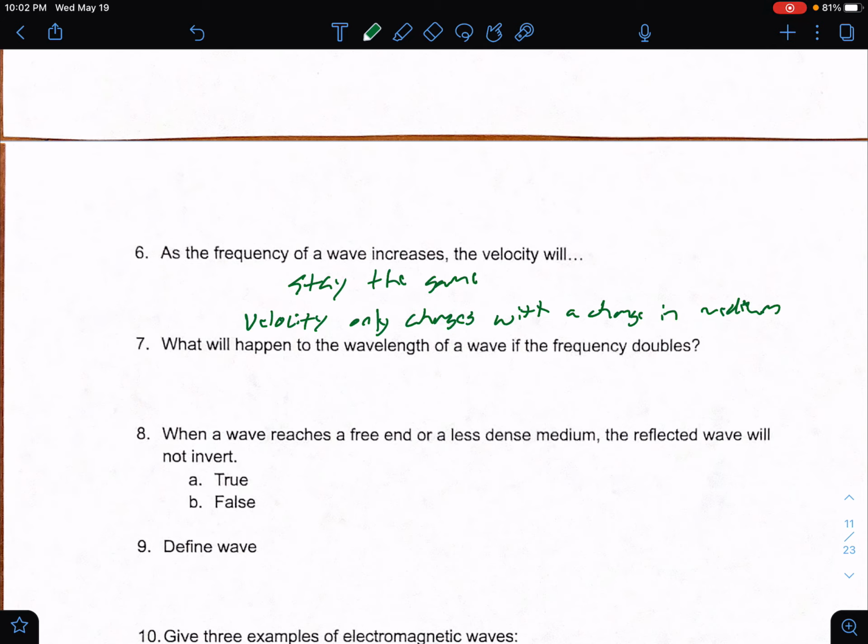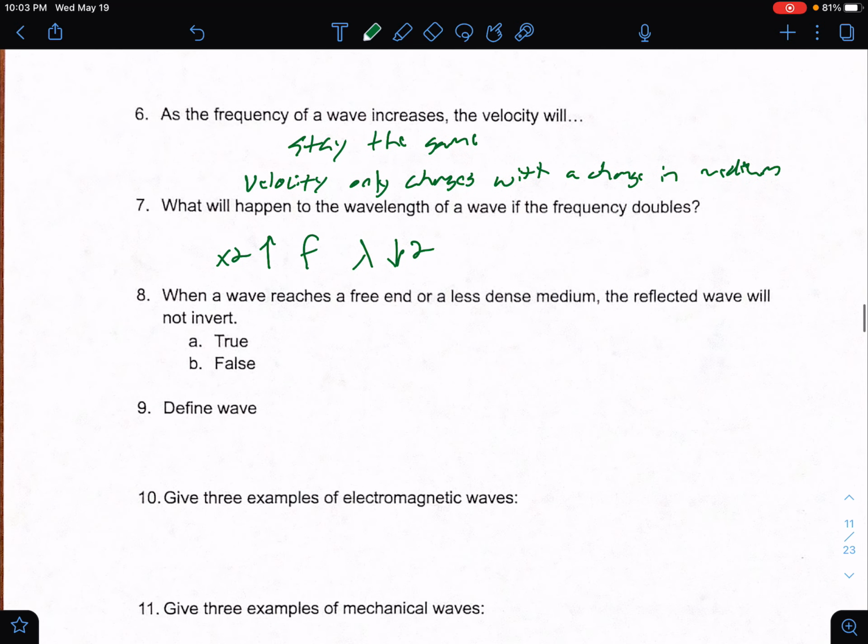Okay, 7, what will happen to wavelength of a wave if frequency doubles? So frequency and wavelength are inverse. So that means if one goes up, the other one goes down. So if my frequency goes up by 2, my wavelength is going to go down by 2, so it's going to half.